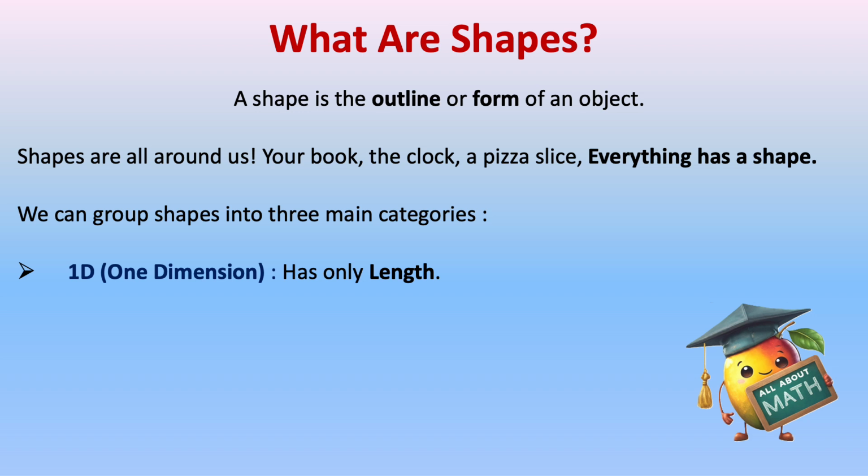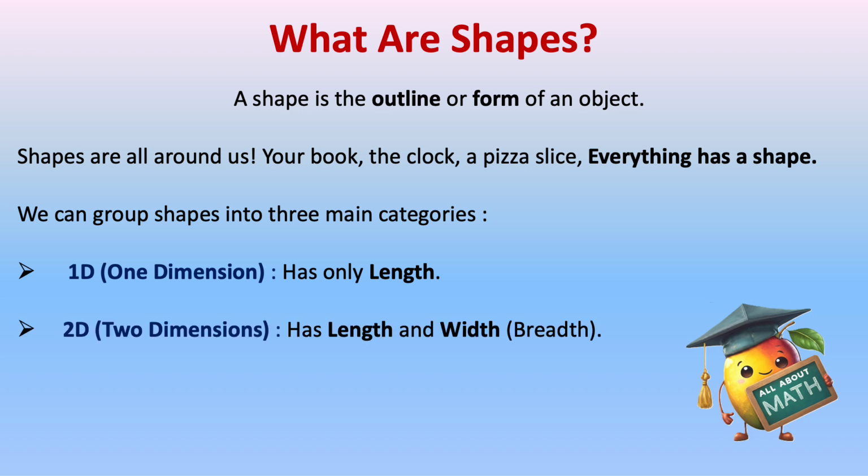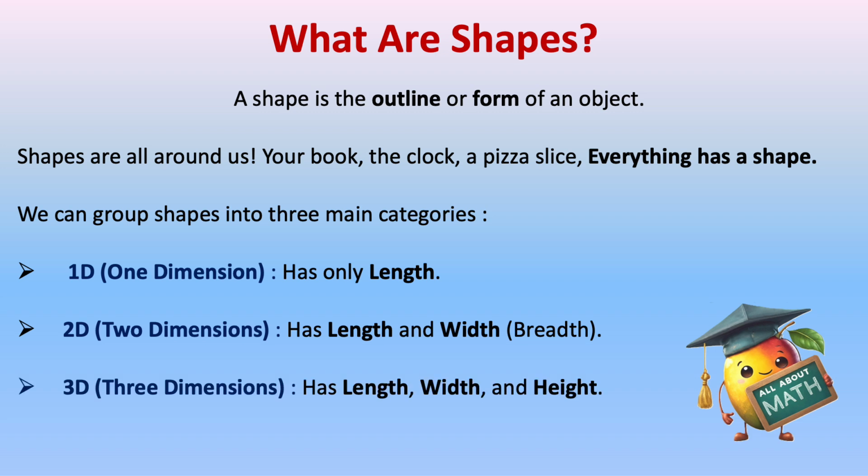1D, one dimension, has only length. 2D, two dimensions, has length and width, also called breadth. 3D, three dimensions, has length, width, and height.